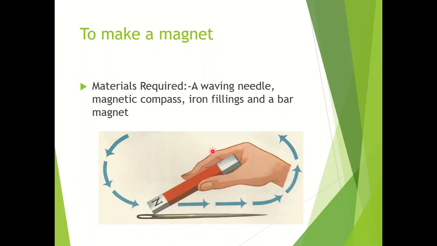Or secondly, we can also find out whether this weaving needle has been magnetized by bringing a magnetic compass near it. When we bring a magnetic compass near it, the magnetic compass will show deflection. Deflection means the needle of the magnetic compass will move here and there, and this deflection will show that the weaving needle has been magnetized.